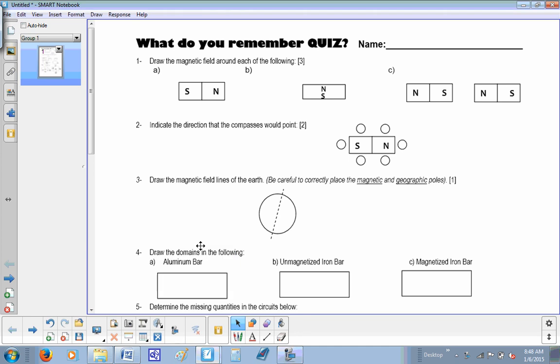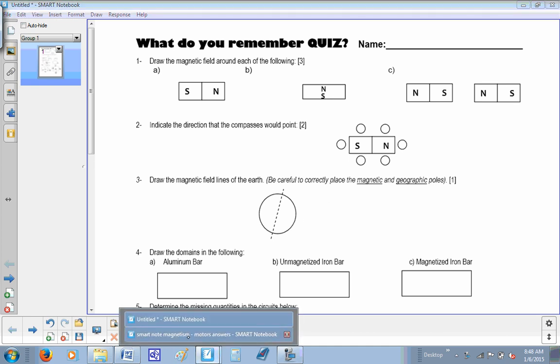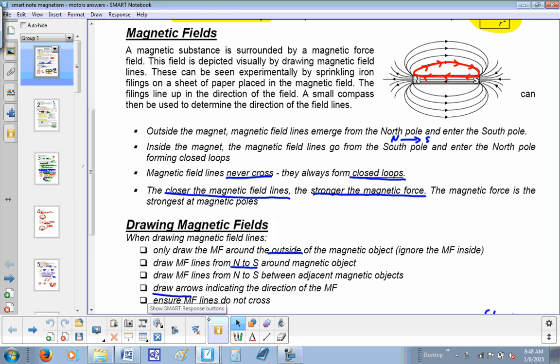Hi everybody, in this section we're going to be reviewing the intro quiz we had the other day. The first part is associated with drawing magnetic fields around permanent magnets and the Earth's magnetic field. So I thought I'd go back to the notes that we did in class and just review magnetic fields.